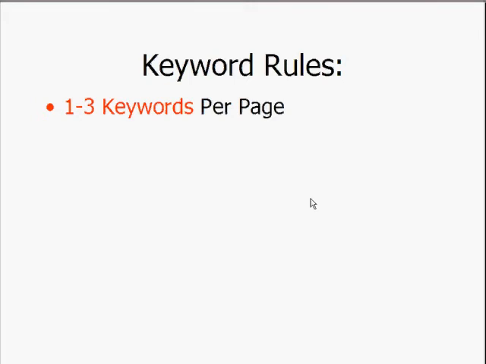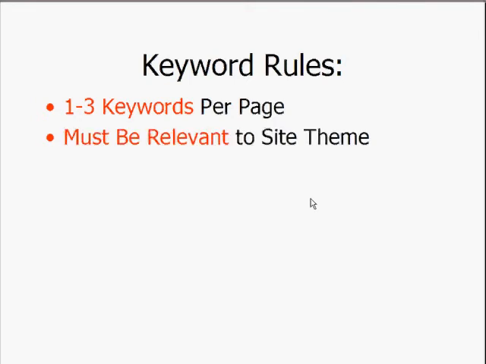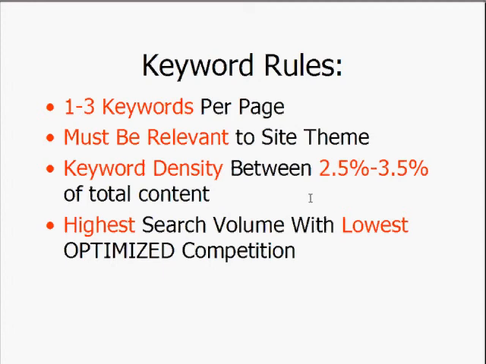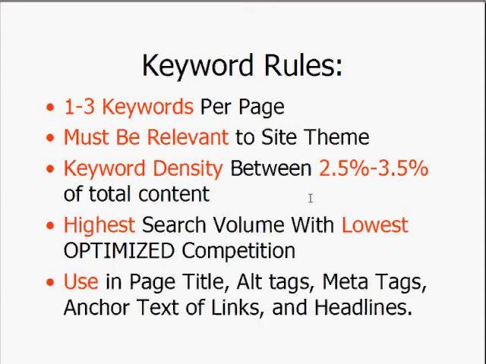Now let's go over a few keyword rules. You want to optimize for between 1 and 3 keywords per page max. And the keywords that you choose to optimize for must be relevant to the overall theme of your site. You also need to have a keyword density on your page between 2.5% to 3.5% of your total content. Remember, we're looking for keywords with the highest search volume with the lowest optimized competition. And once we have those keywords, we're going to use them in the page title, the alt tags, the meta tags, the anchor text of our links, and our headlines and subheadlines.